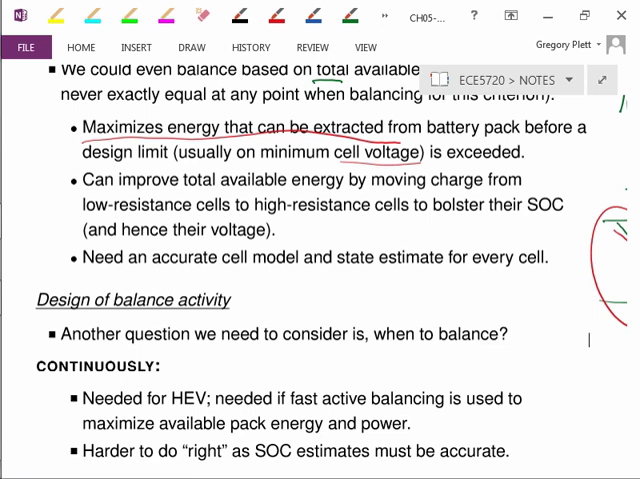Balancing based on voltage is going to be the least expensive, but probably the most wasteful. Balancing based on state of charge is less wasteful, but you have to have a good state of charge estimator. Balancing based on total available energy is going to require active balancing circuitry, so it's going to be the most expensive, but it's probably going to give you the most range out of your battery pack, so that might make it worth it.